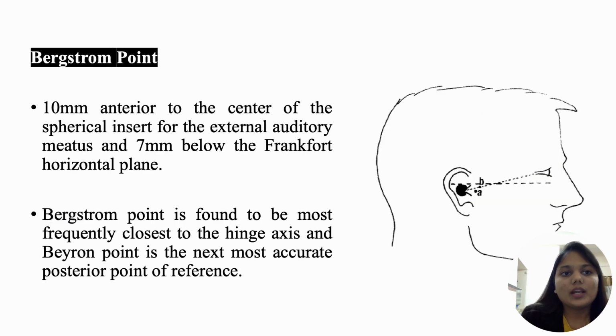Okay. Now the Bergstrom point is 10 mm anterior to the center of the spherical insert in the external auditory meatus and 7 mm below the Frankfort horizontal plane. The Frankfort horizontal plane runs from the lowest part of the infraorbital notch to the superior part of the tragus. So the point 7 mm below this plane and 10 mm anterior is the Bergstrom point. This point is the most frequently found on the hinge axis, and after Beyron it is the most important posterior reference point.